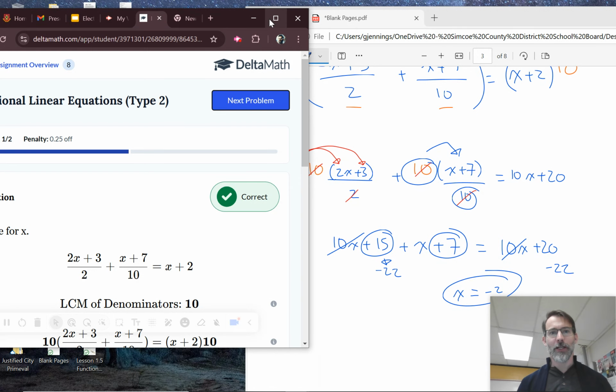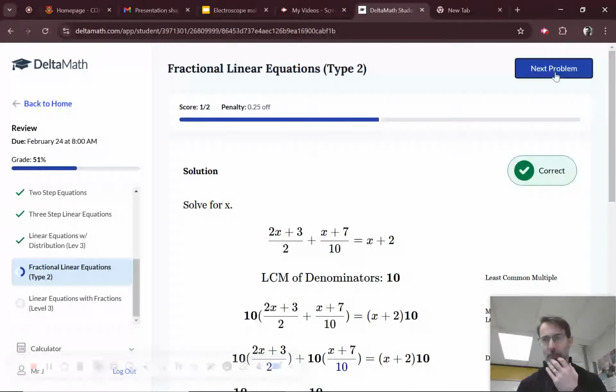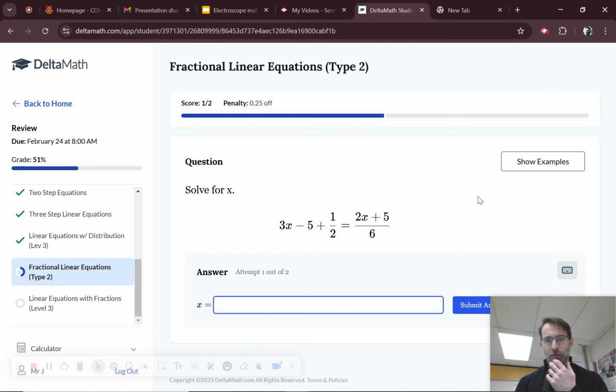Let's see if I can do one in my head. This is fun for me. That was not that bad. Just multiply both sides by 6. So let's try that. 18. 16. Minus 30. Minus 27. 32.